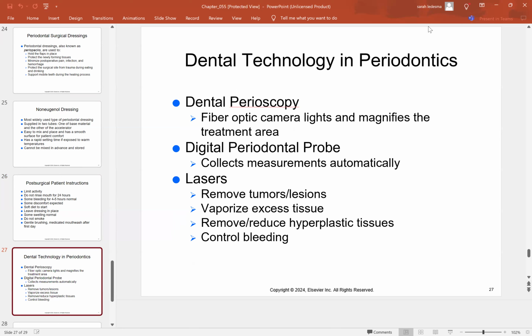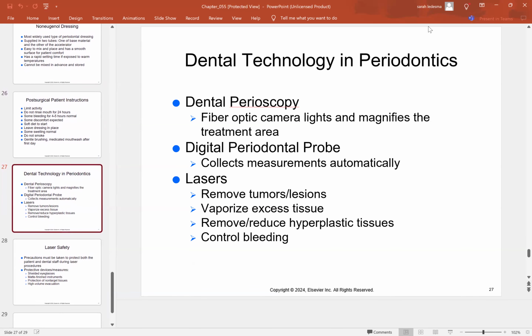Dental perioscopy uses a fiber optic camera and magnifies the treatment area. The dental periodontal probe collects measurements automatically. Lasers remove tumors and lesions, vaporize excess tissue, remove and reduce hyperplastic tissue, and control bleeding.